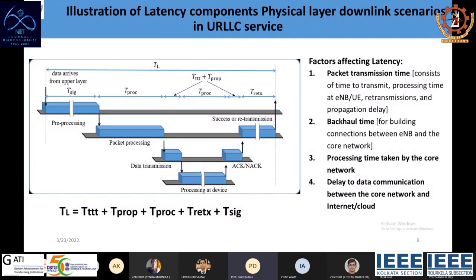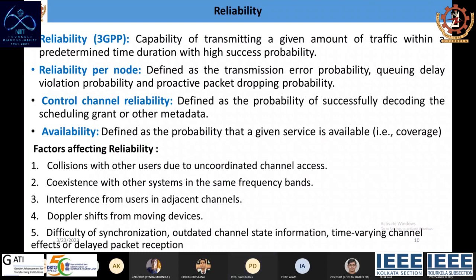So coming to the reliability now. In general, how do we define reliability? Here, we can define reliability as the probability that a packet of a given size is successfully transmitted within a time period. That is, reliability stipulates that the packets are successfully delivered and the latency bound is satisfied. There are various definitions also: reliability can be the capability of transmitting a given amount of traffic within a predefined time duration and access probability.